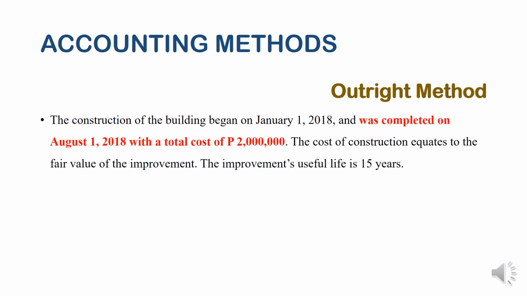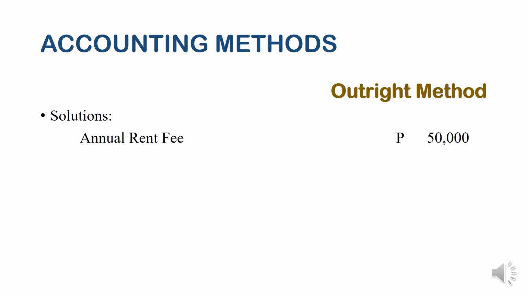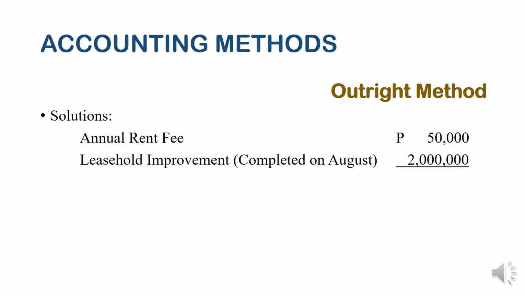Now, under the outright method, the question is how much would be the income of the lessor under the outright method? So our solution would be: the lessor shall report the annual rent fee of 50,000 pesos, the annual rent, and then the cost of the improvement, which is 2 million. So regardless of when it was completed, the entire amount, 2 million, is considered as income of the lessor.